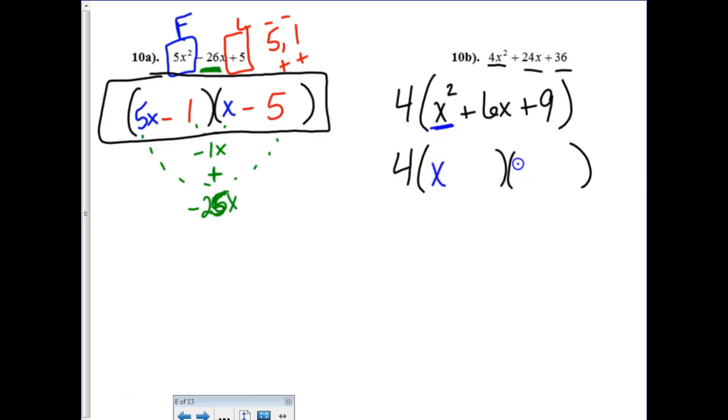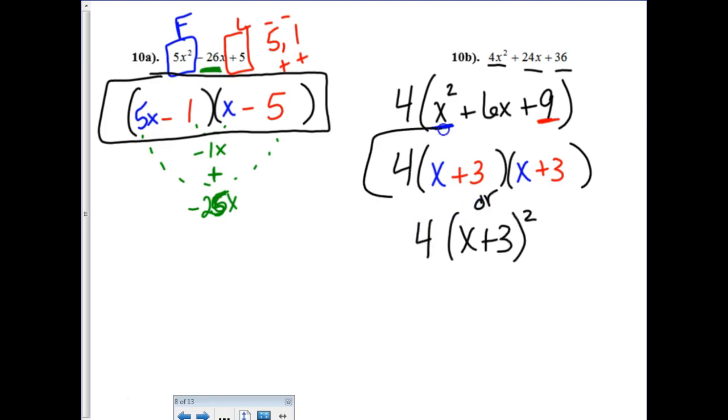So x and x, and then to multiply to a 9, I'm thinking 3 and 3. Oh man, this is going to work out beautifully. x plus 3 times x plus 3. Now, I've had some kids say, hey, because these are the same factor, could I write down x plus 3 squared?